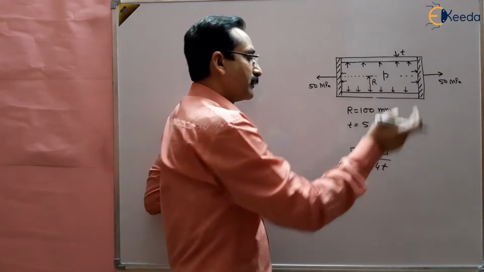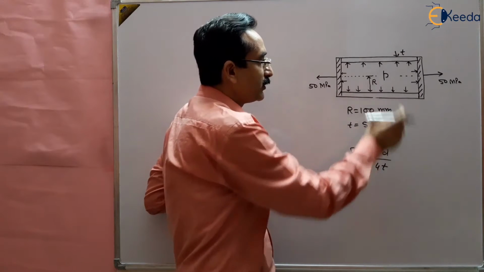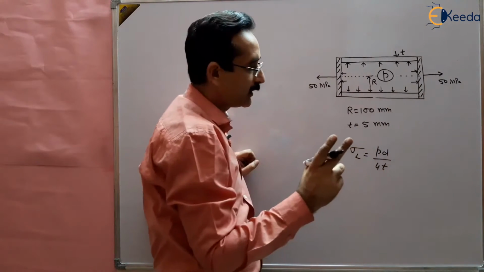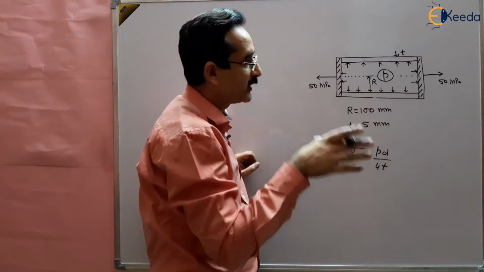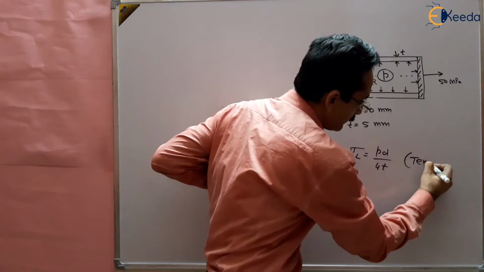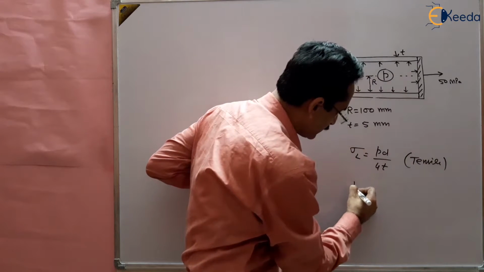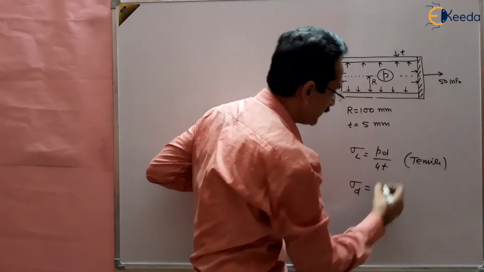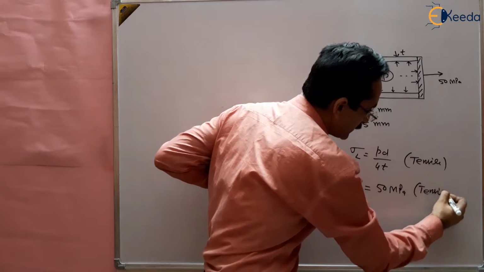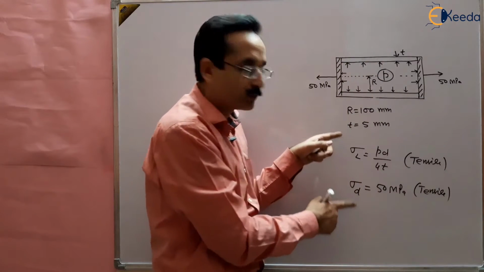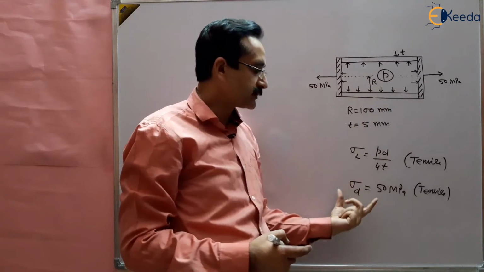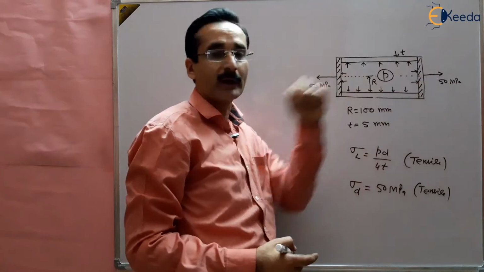And apart from this longitudinal stress, which is developed due to pressure P, another stress we have applied, that is 50 megapascal. So there are two stresses in the axial direction and both are tensile. So both will be added up in the axial direction. In axial direction we will have two stresses: sigma L, which is due to this pressure, and sigma D, which is applied directly, 50 megapascal.